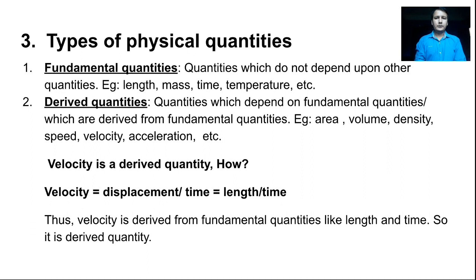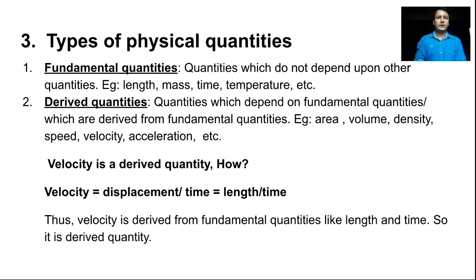For example, can you tell how many kilograms of mass is equal to 1 meter or 1 hour? Obviously not. It is because mass, length and time are totally independent of each other and hence they are called fundamental physical quantities. For example, length, mass, time, temperature, etc.